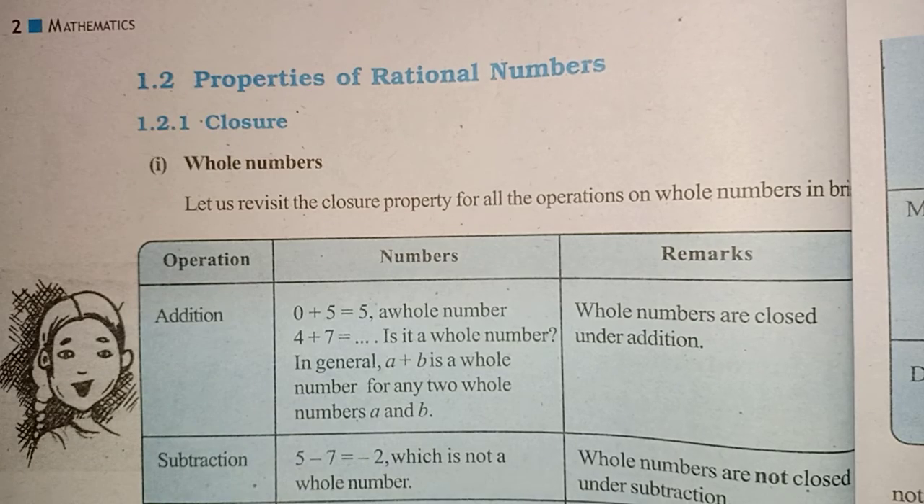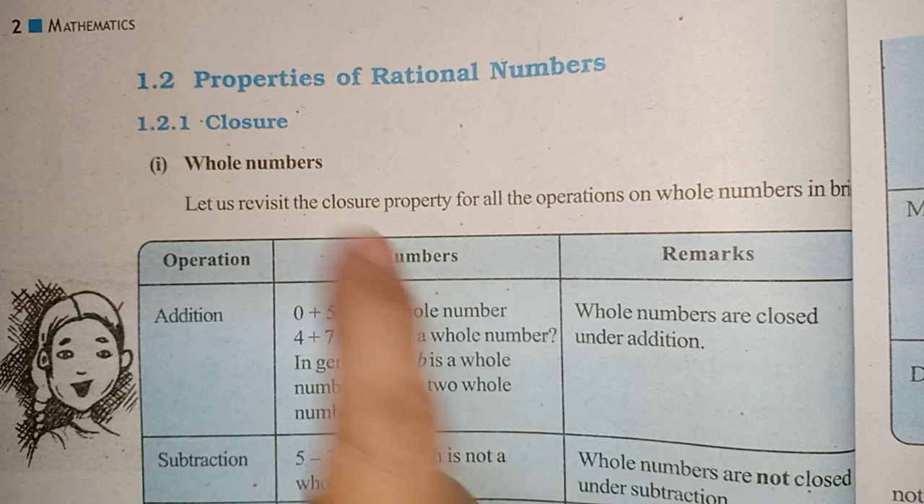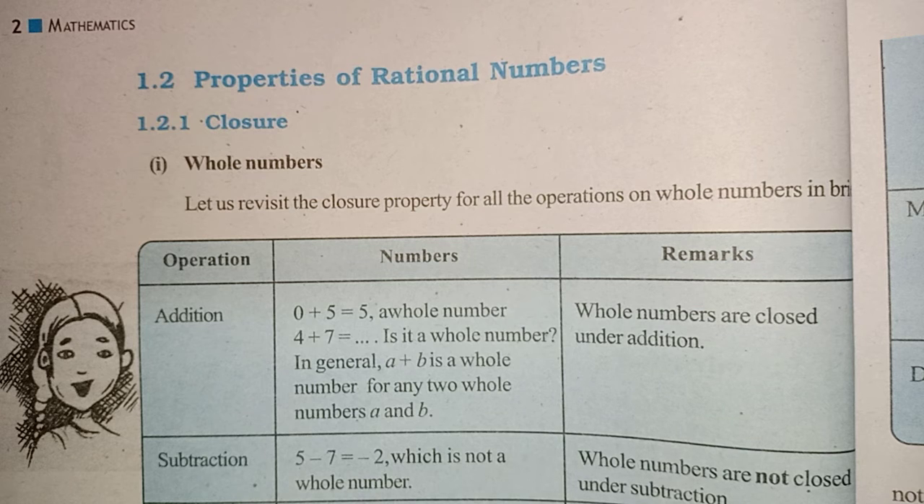So students, this is our closure property for all the whole numbers, natural numbers, integers and rational numbers. I will explain the commutative property in my next video.